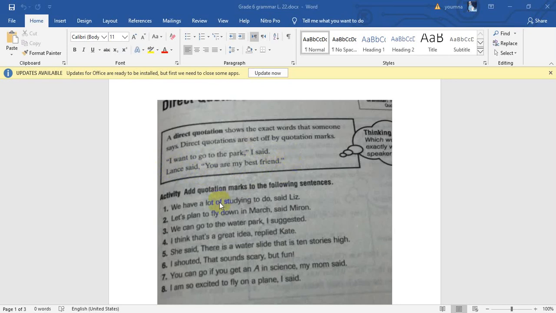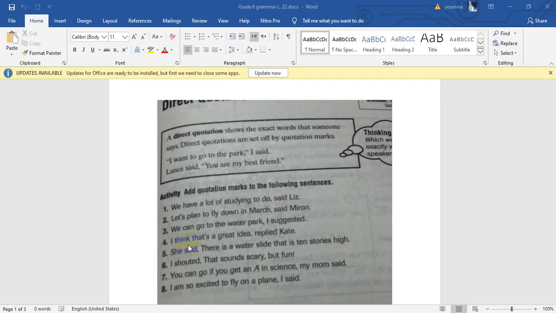So let's answer together. Add quotation marks to the following sentences. "We have a lot of studying to do," said Liz. So here we will put the quotation mark and then after the comma we close the quotation. "Let's plan to fly down in March," said Marin. So here open a quotation before let's, after the comma close the quotation. "We can go to the water park," I suggested. So here you open the quotation before we and close the quotation after the comma.